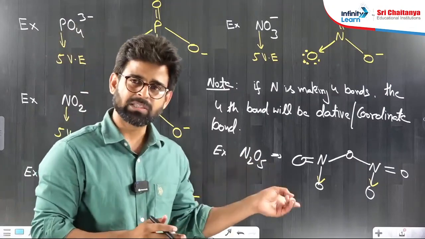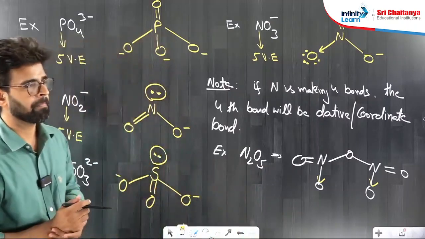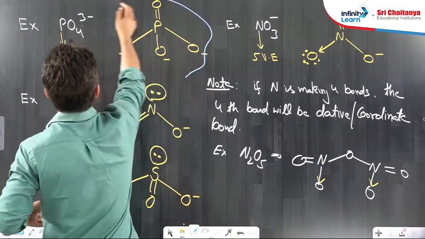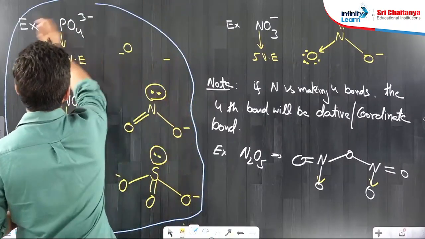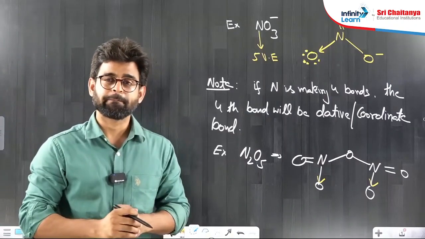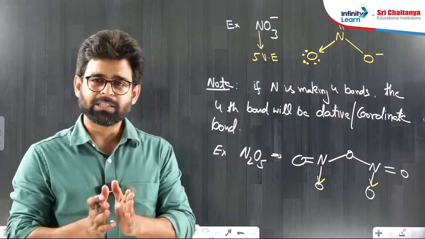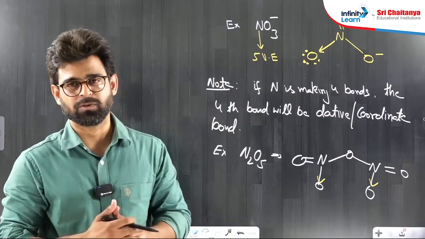When atom nitrogen is neutral and making 4 bonds, so definitely one is coordinate bond. Clear? Good. That's it. Now we have done a lot of practice about structures, right? So now I'm starting the next topic, hybridization, right? We will see first the shortcut, how to find hybridization, and then we will see the details also, right?